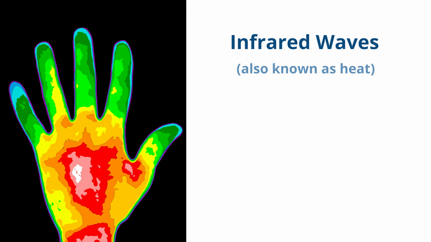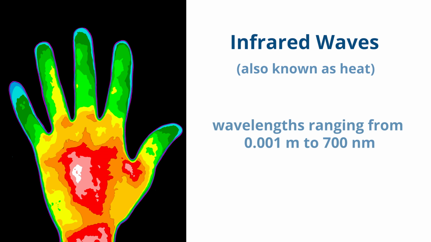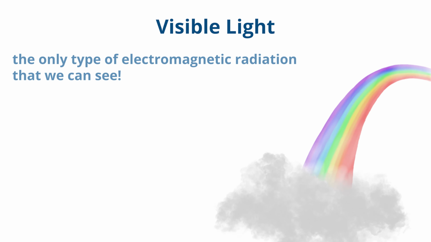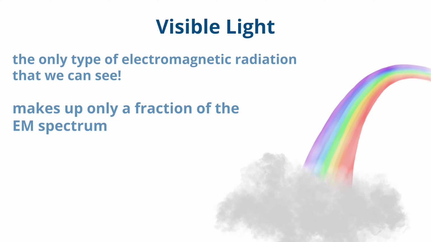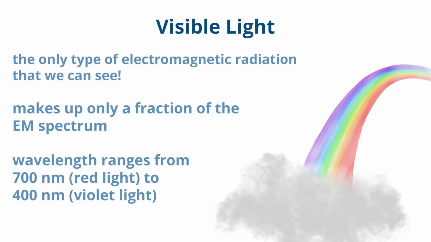Infrared waves, also known as heat, have shorter wavelengths from 0.001 meters to 700 nanometers and higher frequencies. Infrared is used to find people in the dark and in TV remotes. Visible light is what we can see in the E&M spectrum. Fun fact, the only type of electromagnetic radiation that we can see is visible light, and it makes up only a fraction of the electromagnetic spectrum. Wavelengths of visible light range from about 700 nanometers, which is also known as red light, to 400 nanometers, also violet light. Visible light frequencies are higher than the frequencies of infrared waves.